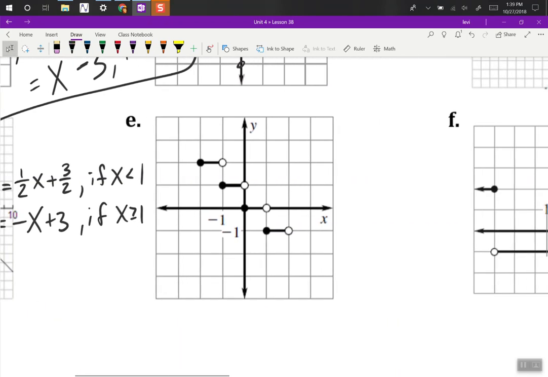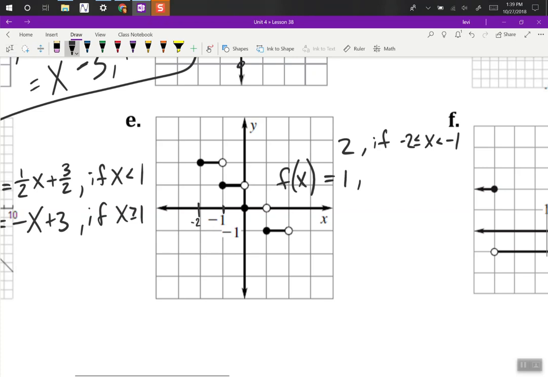E is a step function. So f of x equals, and our first one is 1, 2, right? f of x equals 2. And that's for x values between, here's -2 and -1. So -2 and -1, x values that are greater than or equal to because of the closed circle right here, and just less than -1 because of the open circle.